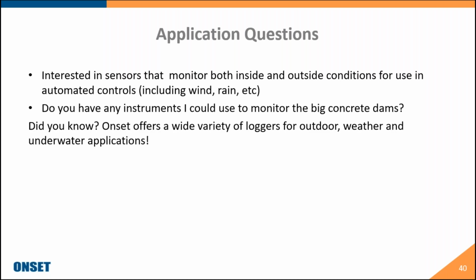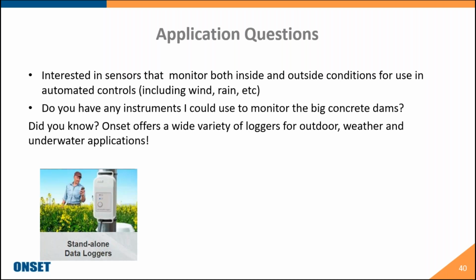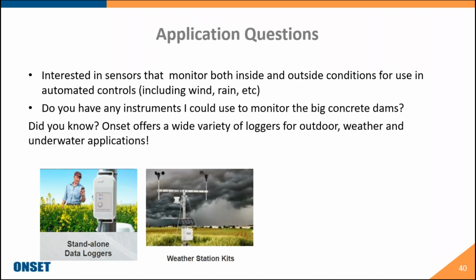Actually, Onset has a wide variety of data loggers for indoor, outdoor, and underwater applications. So for this particular situation, we have weatherproof Bluetooth data loggers you could deploy outside to get your outdoor temperature and RH readings, and then some of our indoor data loggers for taking those indoor temperature and relative humidity readings. And again, here's an illustration of just one of our Bluetooth standalone data loggers.